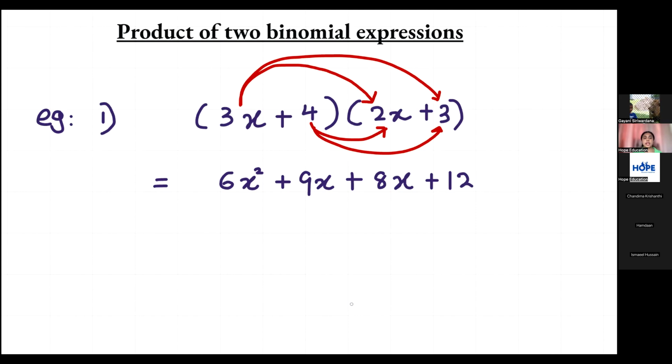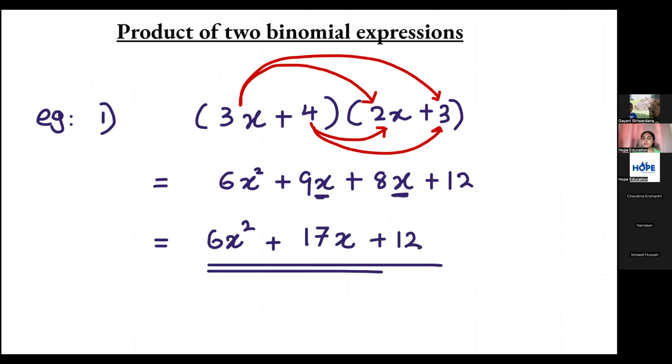Okay. Now, x squared is only this one, so I will write it just as it is, 6x squared. There are two x terms. This is 9x, this is 8x. So 9x plus 8x, 9 plus 8 is 17, right? So 9x plus 8x would be 17x. This 12 is just a number, so I will just write it as 12. And that is my final answer.